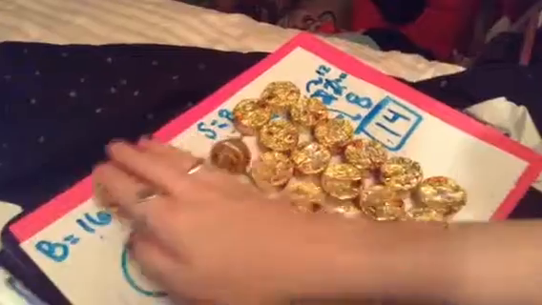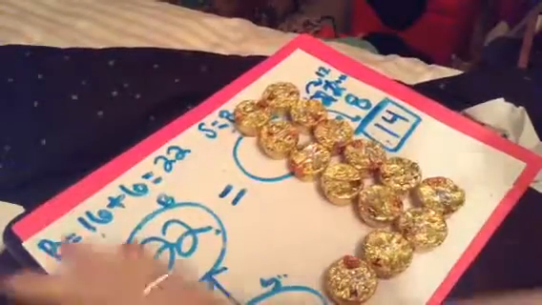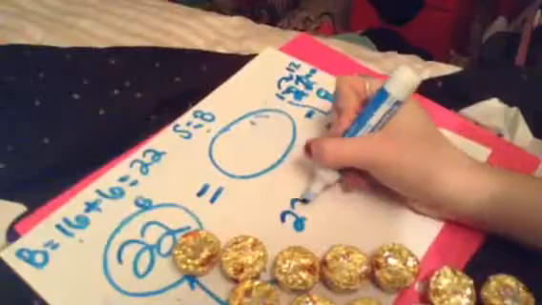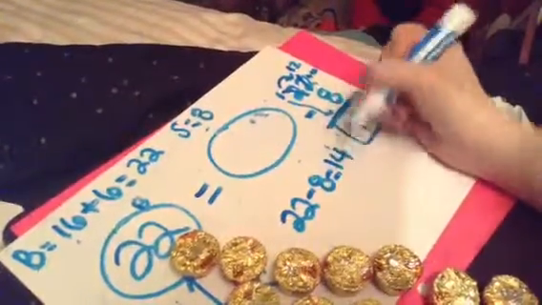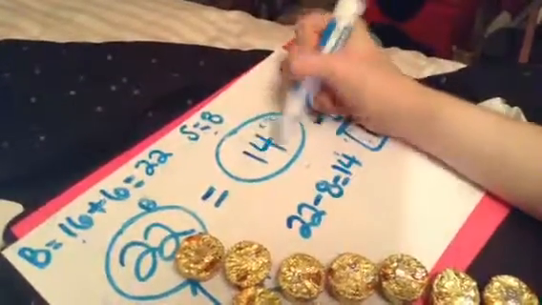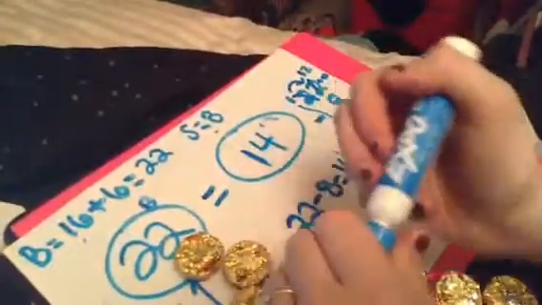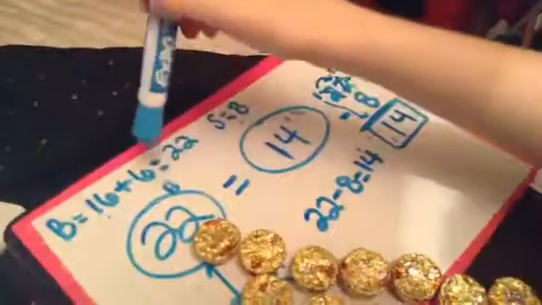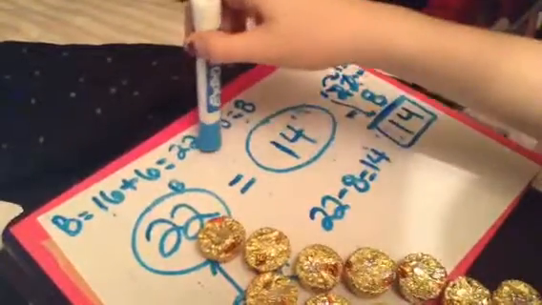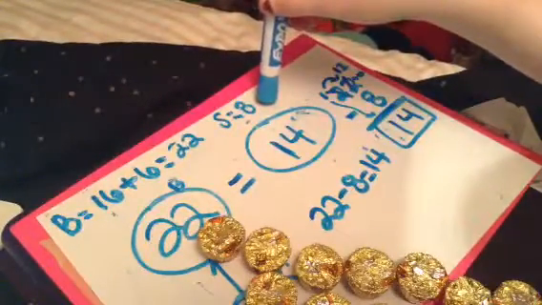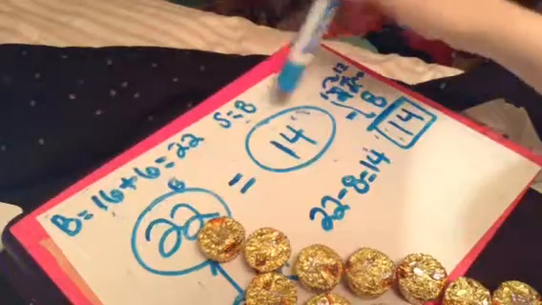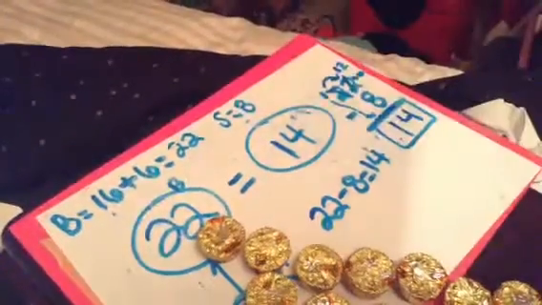So we can take away these, and we know that 22 minus 8 is indeed 14. So our first step was to add to find Billy's total amount of candies, which was 22. We knew Susie's amount, and our second step was to find out how many more, so we subtracted, and we got 14 pieces of candy.